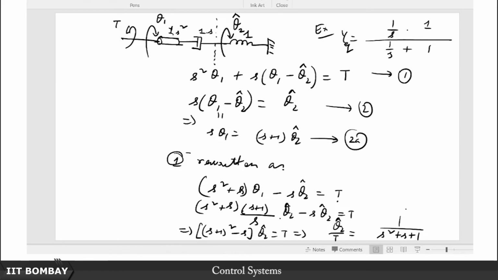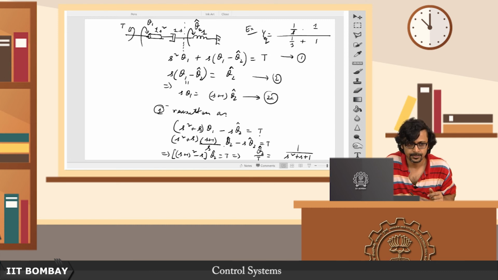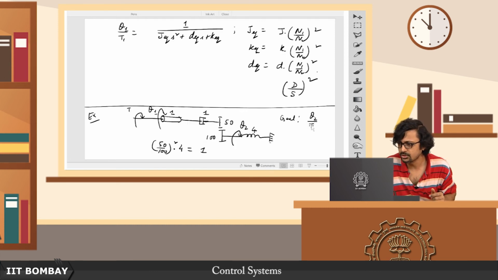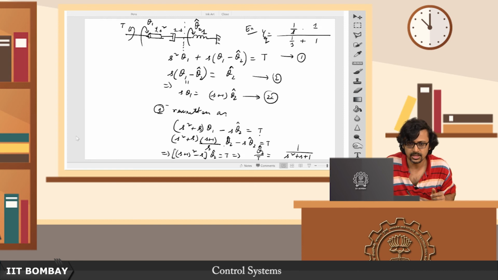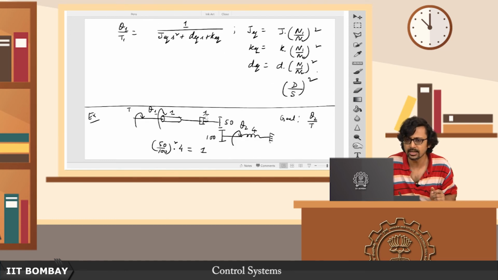But I am not done yet. I needed to find out the transfer function between theta 2 and T, and what I have found is the transfer function between theta 2 hat and T, which is nothing but the transformed angle across the gear. So what is the relation between theta 2 and theta 2 hat?